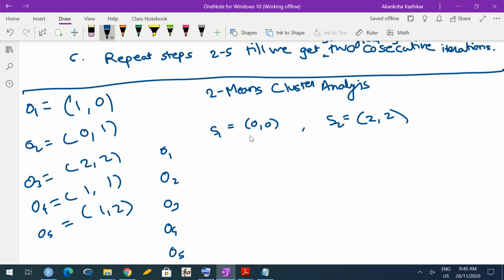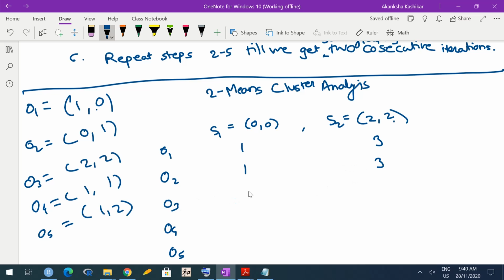Okay, so the distance of O1 and S1 would be, as I said, we are using the Manhattan method, so |1 minus 0| plus |0 minus 0|. So the distance is 1. Here it would be 1 plus 2, so 3. How am I doing this? Absolute of 1 minus 2 is 1, and absolute of 0 minus 2 is 2. So 2 plus 1 is 3. Then the distance between O2 and S1 would again be 1. Distance between O2 and S2 would again be 3.